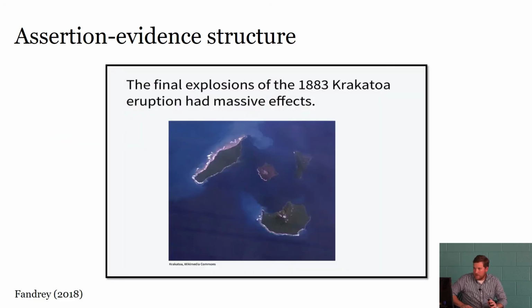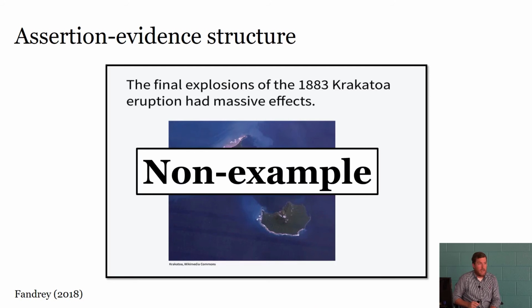The final explosions of the 1883 Krakatoa eruption had massive effects. Okay, so this graphic does not necessarily support that. I don't really know, right? It might be Krakatoa, but even if I know that that's Krakatoa, I don't see any kind of massive effects there, right? So this would be a non-example of the assertion evidence structure, because I feel like that's probably a pretty good assertion. It could be, but the graphic doesn't support it, right?